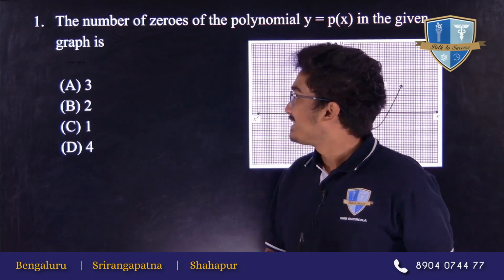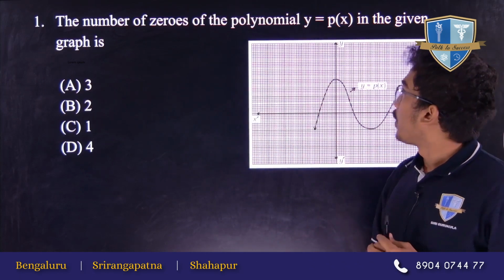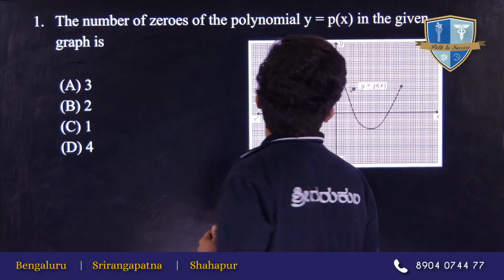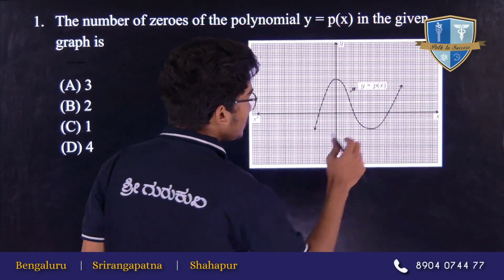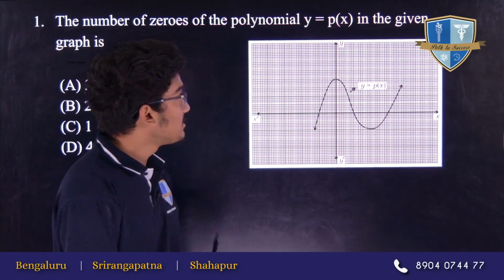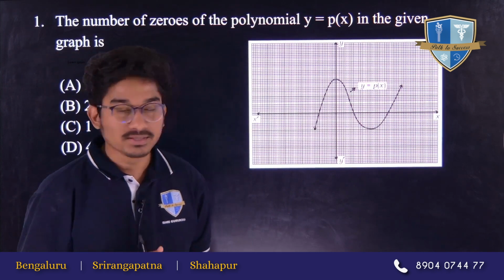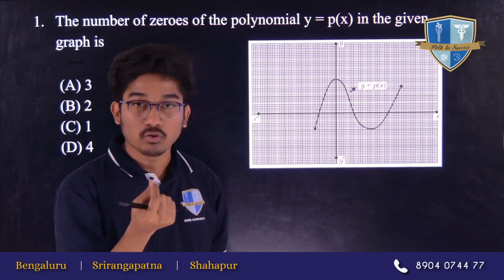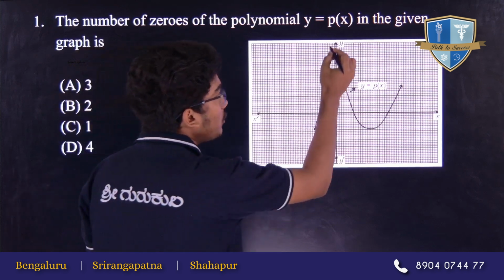So the first question is: the number of zeros of the polynomial y equals p of x in the given graph. This is the graph of y equals p of x. This is a curve, and zeros of the polynomial are all those points where this curve is giving us the output 0. Output 0 means the value of y should be 0.